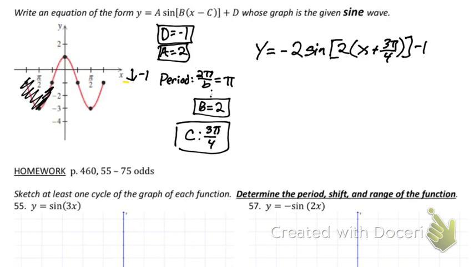So when you look at the answer key, mine might be slightly different than yours. The period should still be the same, so our B value should still be the same. Our amplitude should be the same, but the other numbers might be a little bit off. So make sure you take your time and check to see if yours was right to begin with and mine was just a different version. All right, questions?